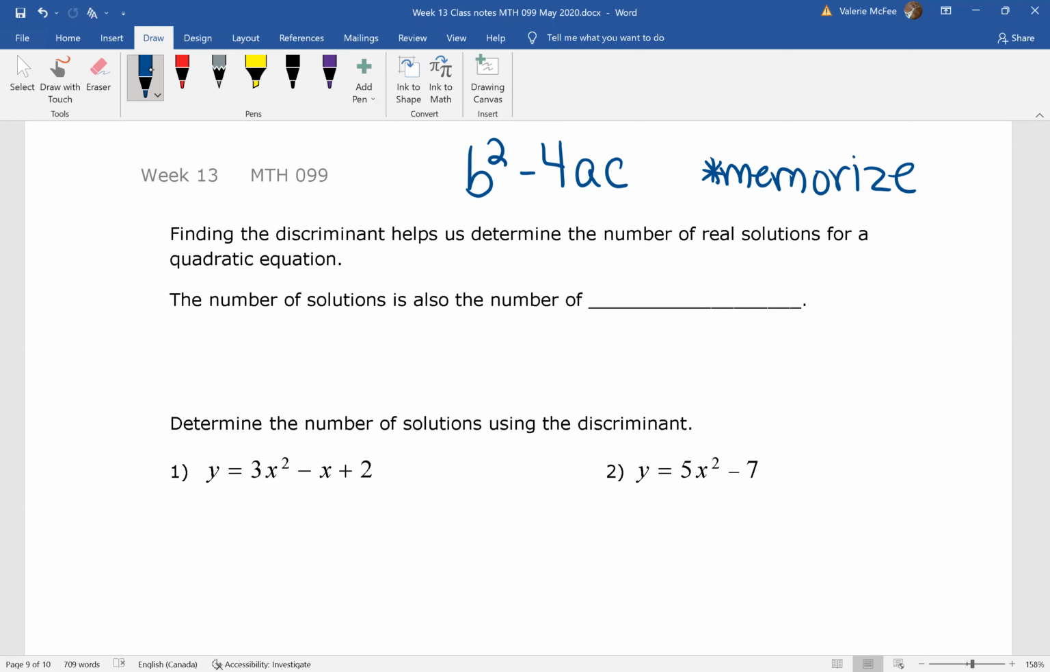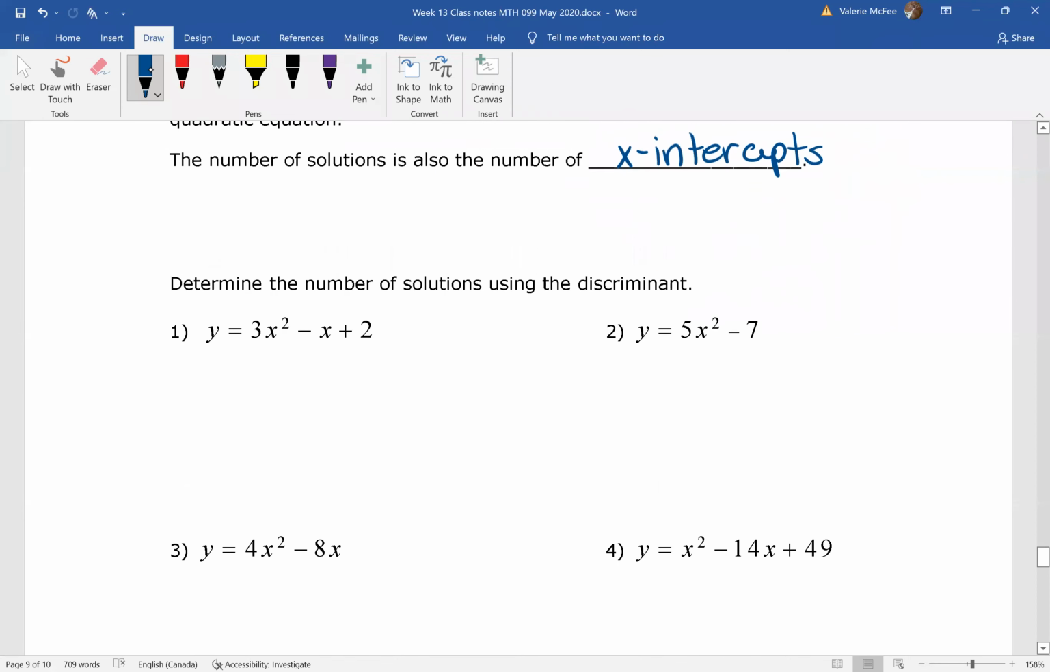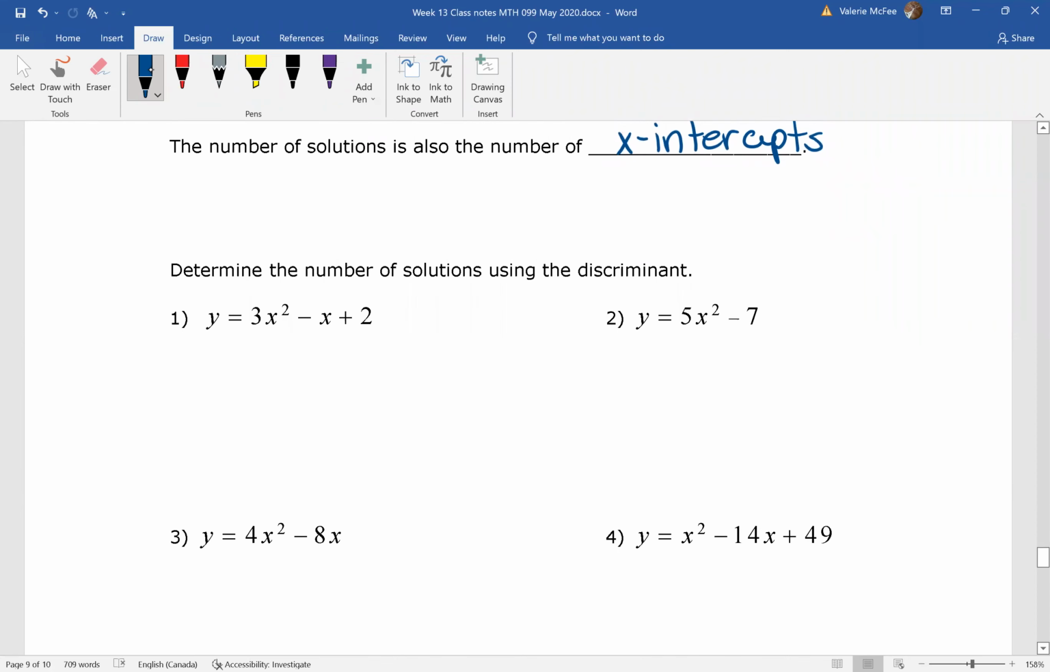Finding the discriminant helps us determine the number of real solutions for a quadratic equation. And now remember, the number of solutions is also the number of x-intercepts. This is useful when we're graphing. So let's determine the number of solutions for each of these questions using the discriminant. Pause a moment, write down the discriminant formula.